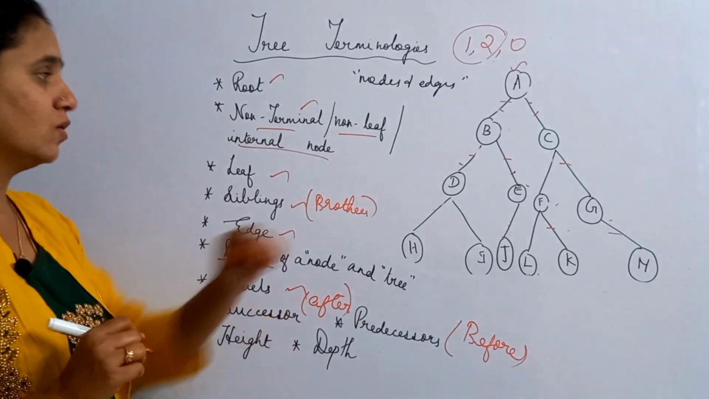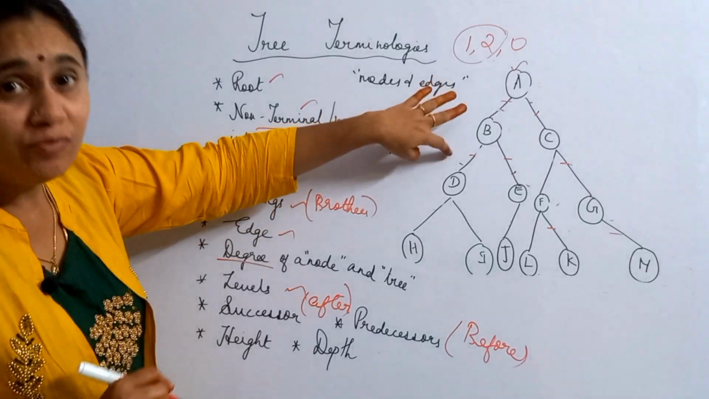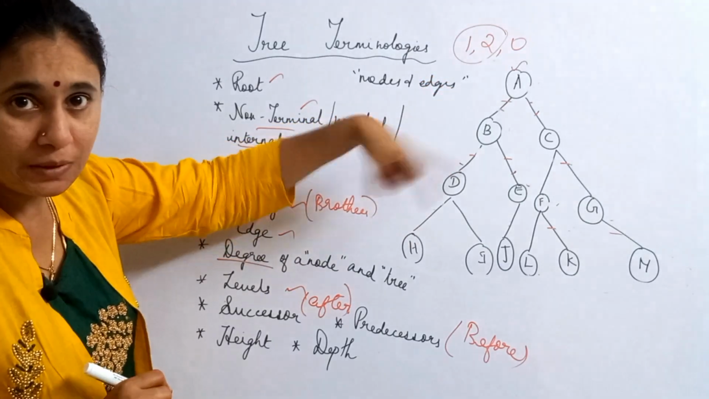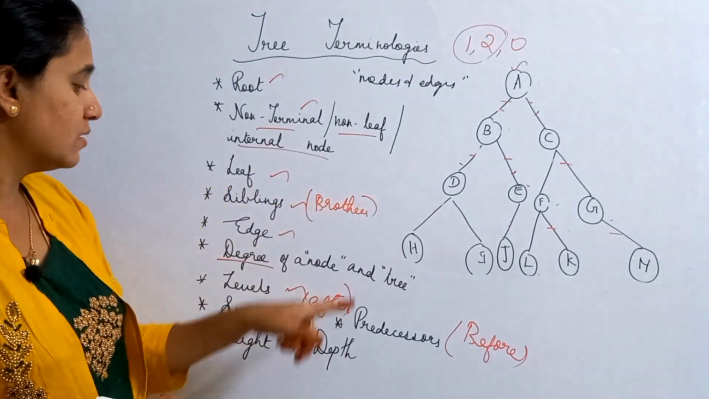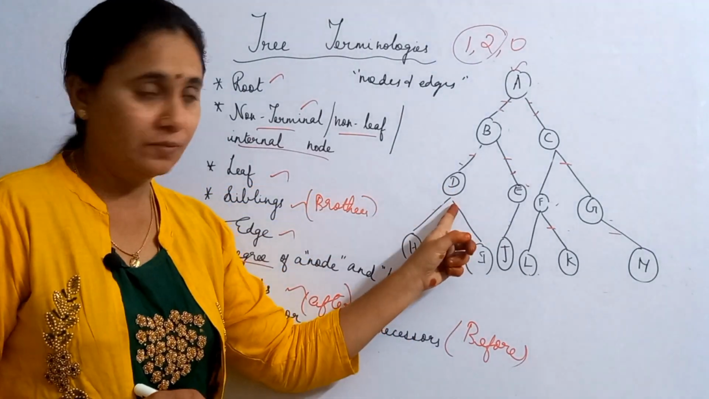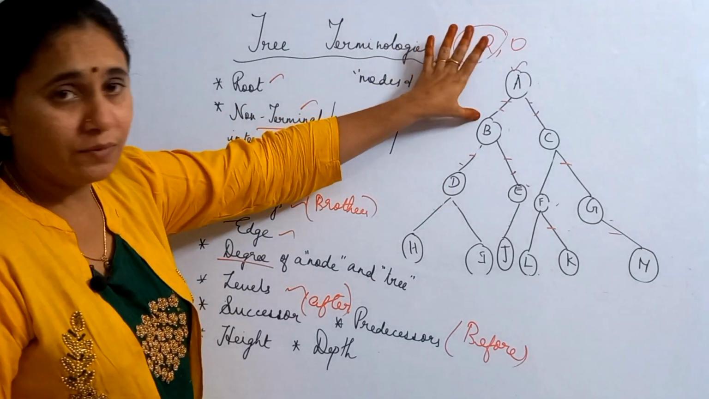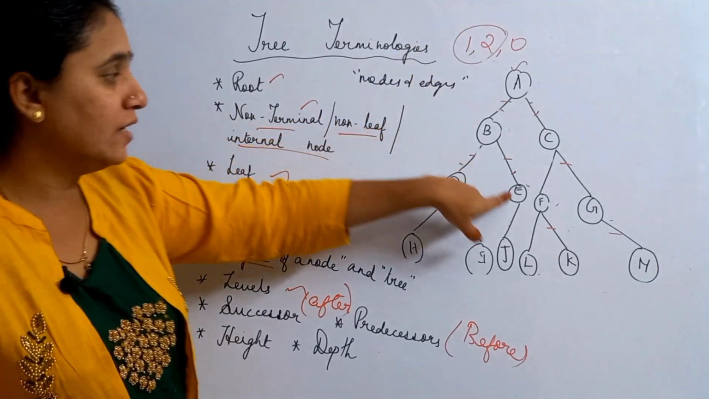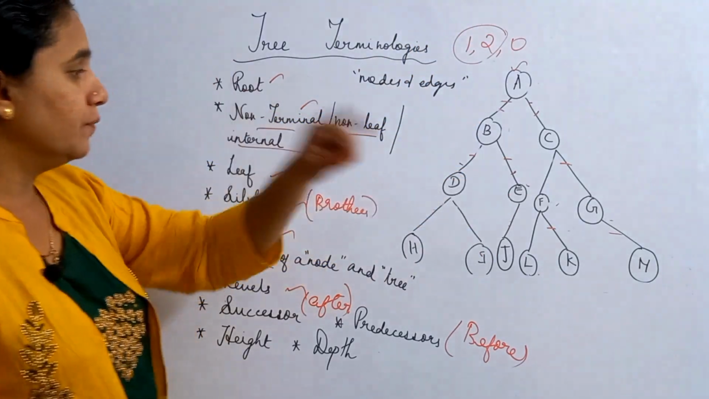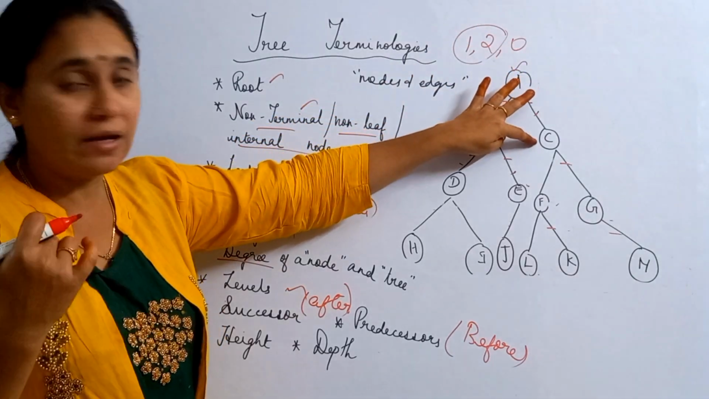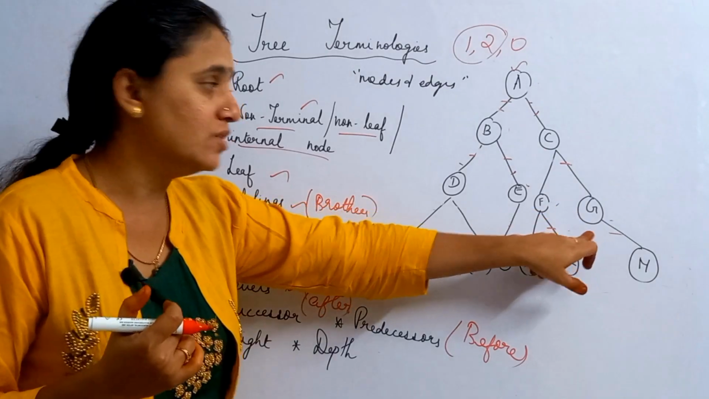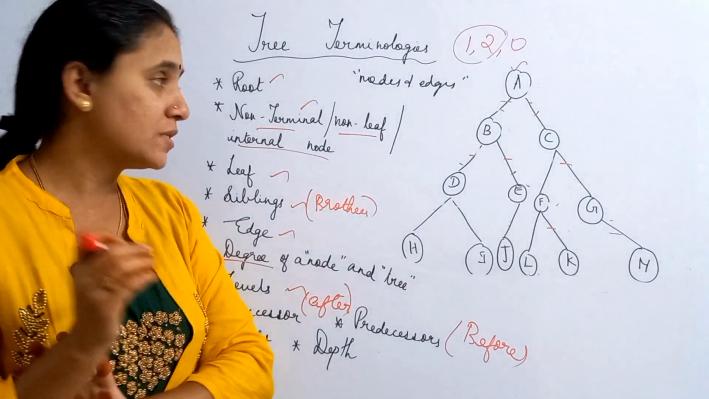So for successor, what is the successor of D? After D, what are the elements that are present? See, H and I. So the answer is H and I for D. Now the successor of B, what will be the elements? D and E are the successors, right? Then for the successor of C, what are all the elements coming after C? It is F and G. So like this only you must tell.